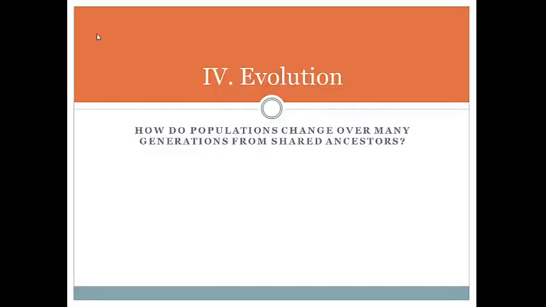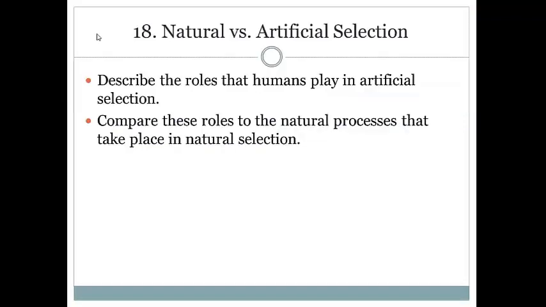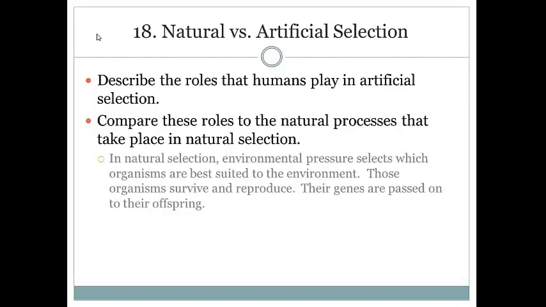Section 4 is about evolution. Number 18 asks us to compare natural and artificial selection. Describe what roles humans play in artificial selection and compare these to natural processes that take place during natural selection.